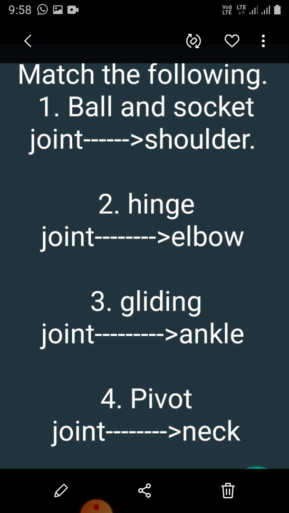Next, hinge joint. Answer is elbow. Elbow, knees, fingers and toes have hinge joints.